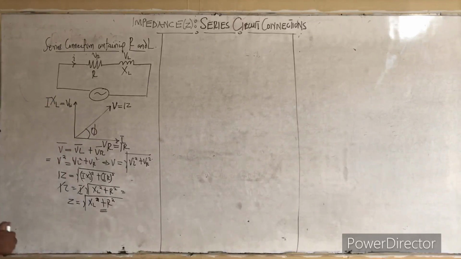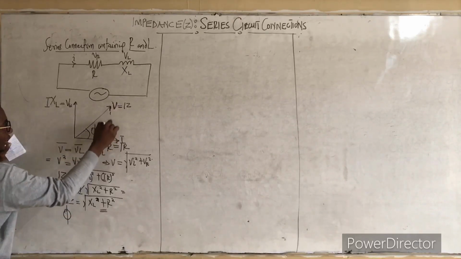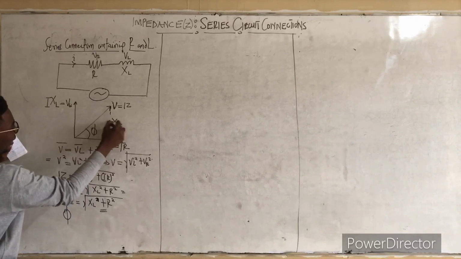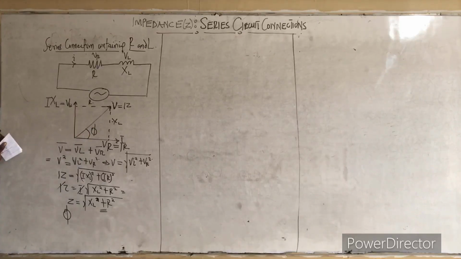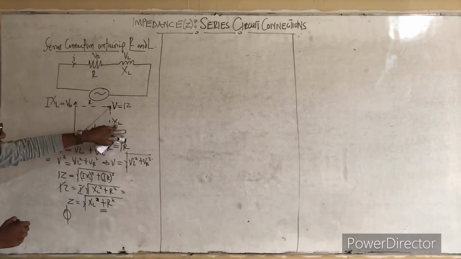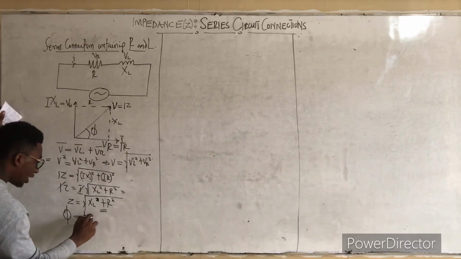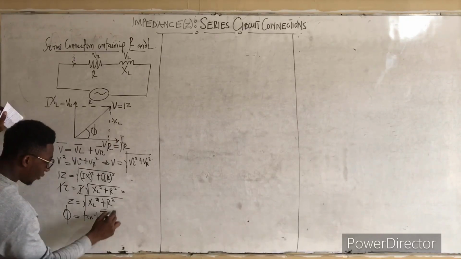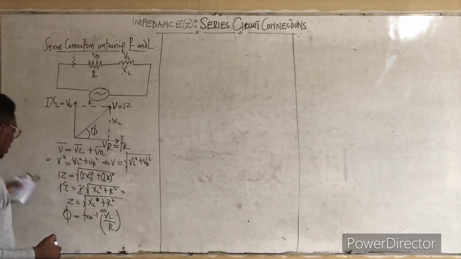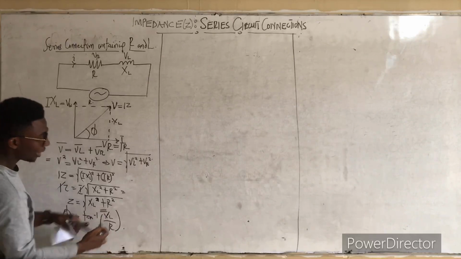Now, since you have this, you can go on and find the angle. The angle theta here, if you join here, this side is the value for XL, and this is the R. So the inductive reactance here and the resistance here. Now tan theta is the opposite, which is XL, divided by R, so theta is tan inverse of XL over R. And this is what will give us the phase angle when a resistor is connected to an inductor.